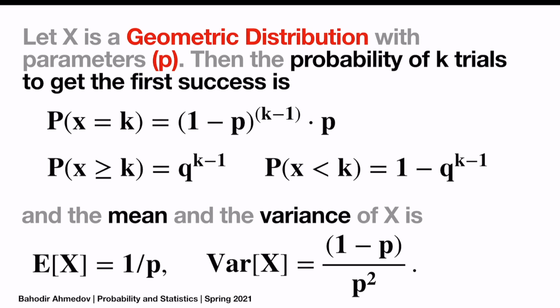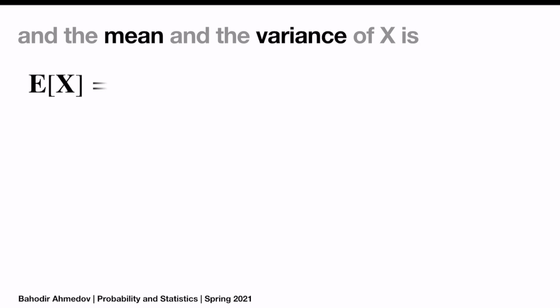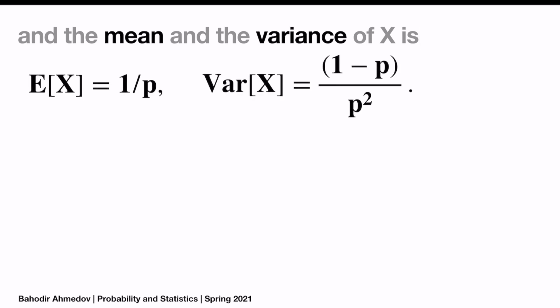So I just wanted to discuss this equation. The expected value is 1 over p, and the variance is 1 minus p divided by p squared. I would like to know what this 1 over p means. Let's say you would like to toss a coin, and the probability of having heads is equal to 1 over 2.